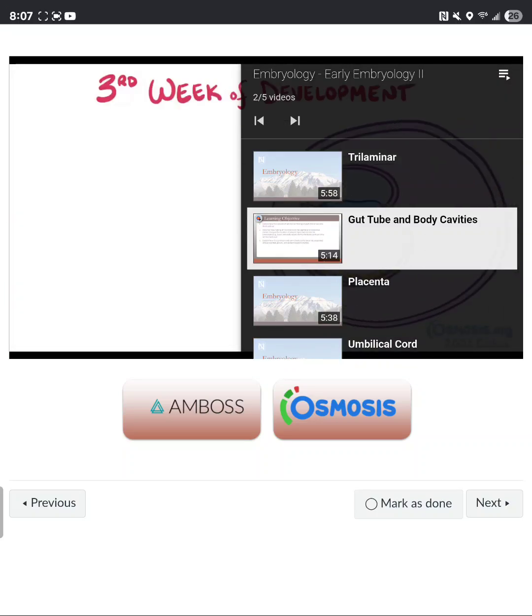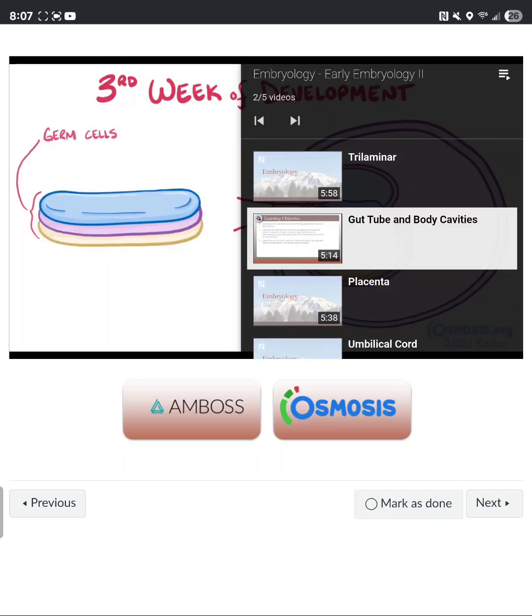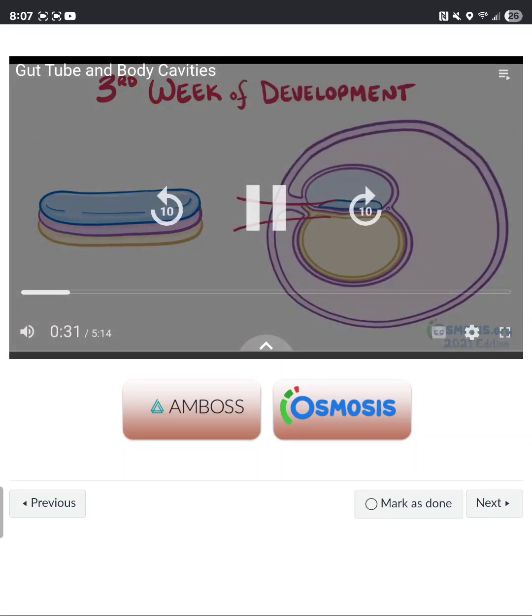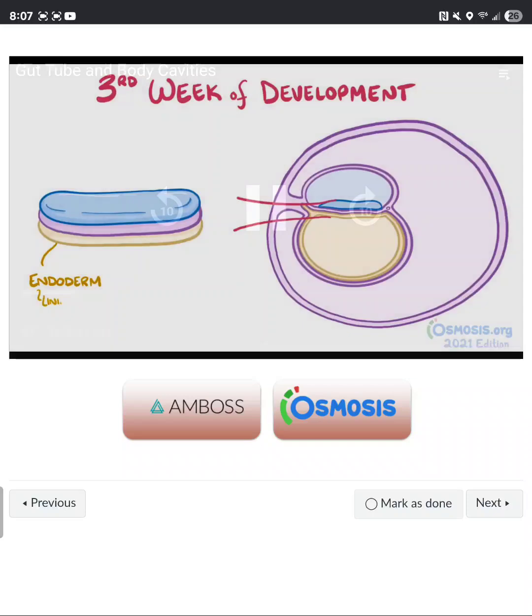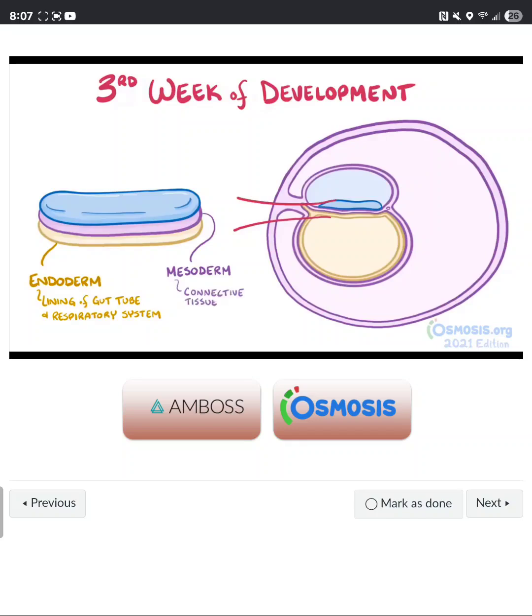During the third week of development, the embryo is a flat, 3-layer disc with each layer containing germ cells that give rise to the organs and tissues of the body. The ventral or bottom germ layer is called the endoderm, and it forms the lining of the gut tube in the respiratory system. The middle germ layer is called the mesoderm, and it forms connective tissues like muscles and bones. And the dorsal or top germ layer is called the ectoderm, and it gives rise to the sensory organs like the skin, the eyes, and the central nervous system.